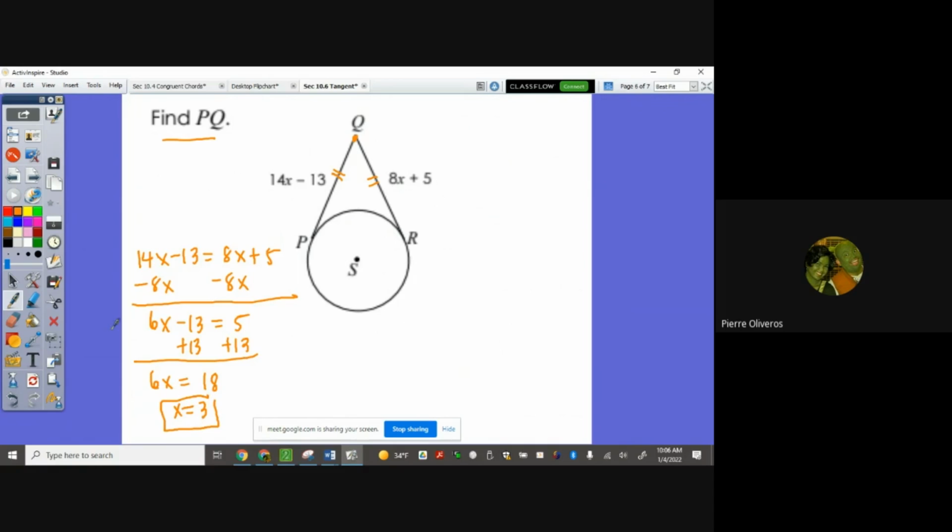But we don't stop there. We're finding PQ. PQ is right here. I'm going to plug in the 3 there. So 14 times 3 minus 13. 14 times 3 is 42, minus 13. Therefore, PQ is 29. Kaboom.